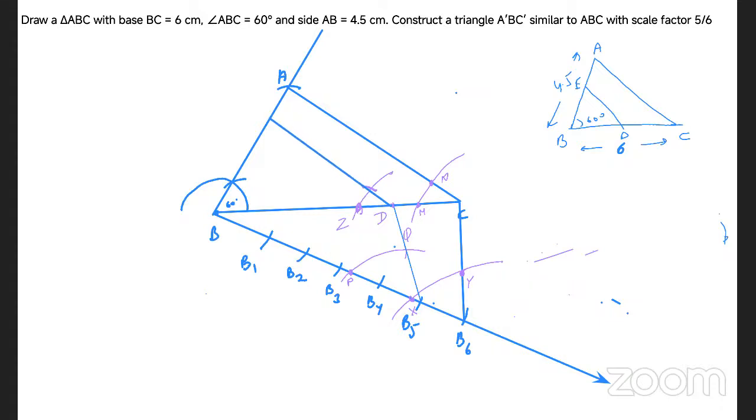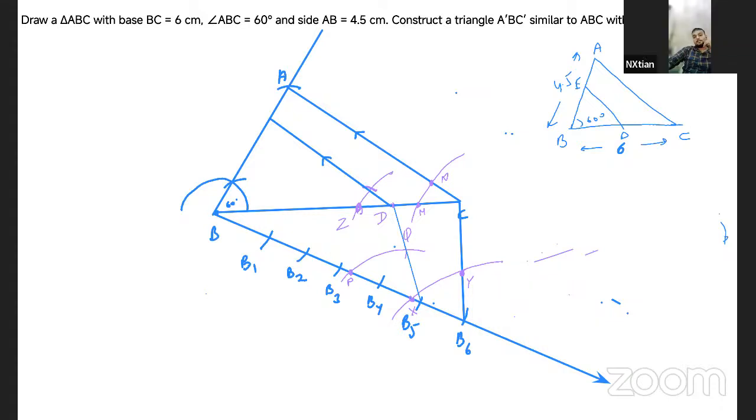So you will get an answer like this. These two lines should be parallel to each other. If it is parallel, then it means that you did it correctly. If it is not parallel, then there is some mistake you did. Done?